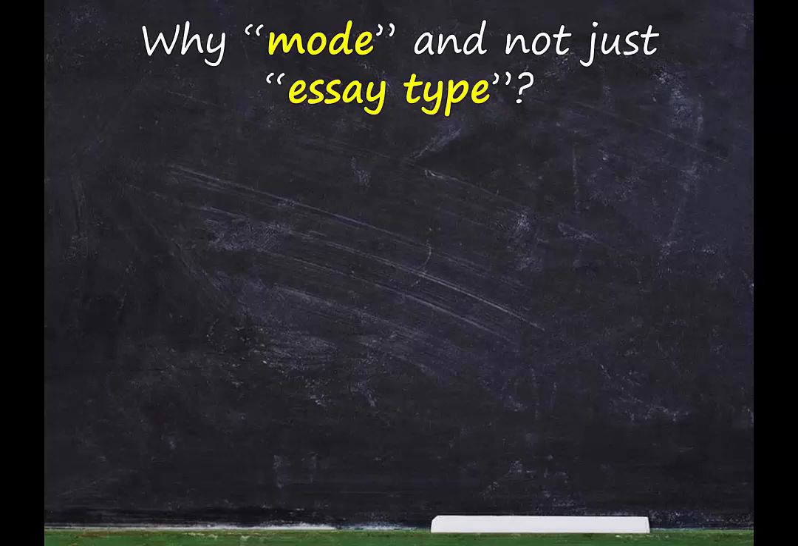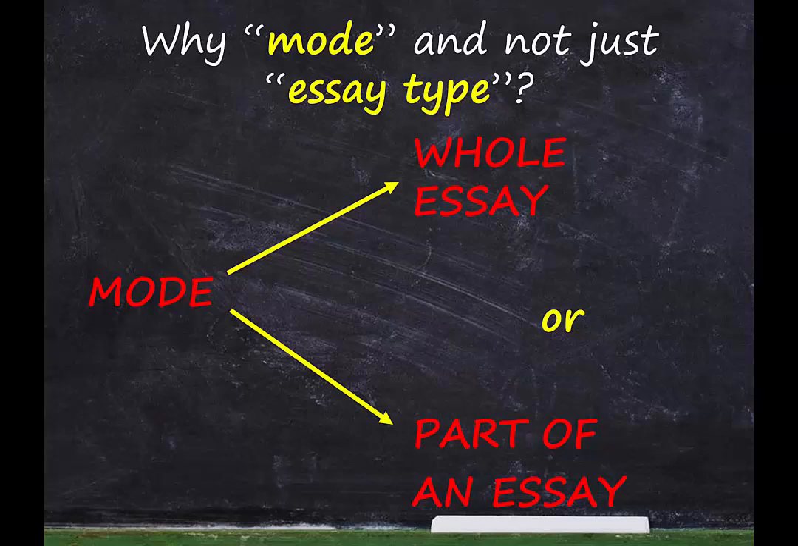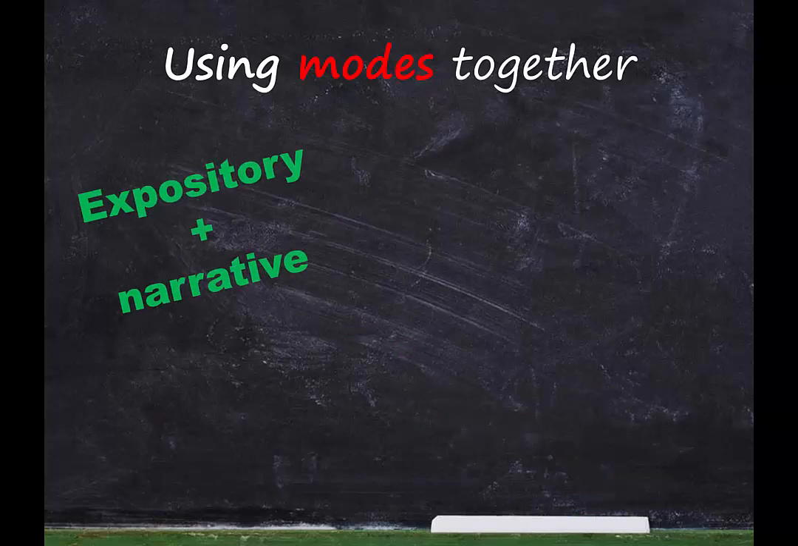But why am I talking about writing modes instead of essay types? You certainly might have an entire essay written in a single mode, like a whole expository essay or a whole descriptive essay. But it's also possible to include more than one mode in a single essay. Some modes are frequently used together. For example, you might write an expository essay and in the body you tell an anecdote, a brief story to illustrate a point. That anecdote is in the narrative mode, but the overall essay is expository.